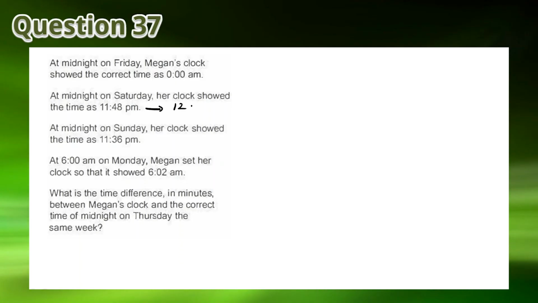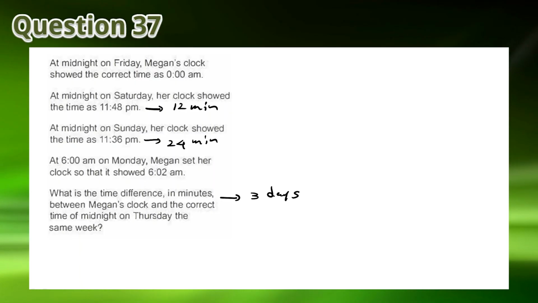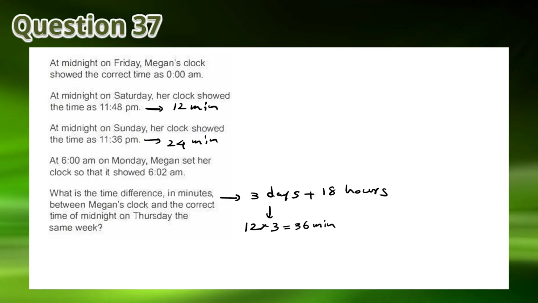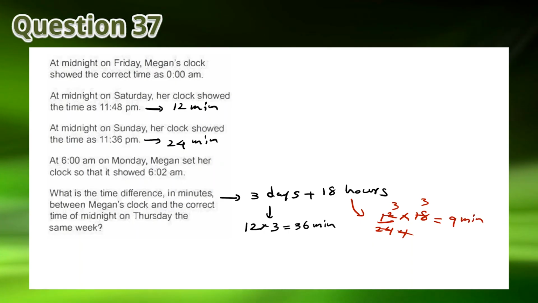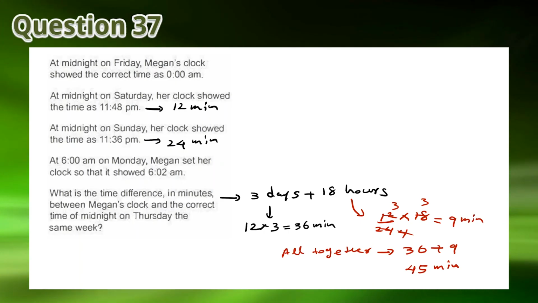The clock loses 12 minutes every 24 hours or every day. When it is Thursday midnight, 3 days and 18 hours will go by. Since the clock loses 12 minutes every day, it will lose 36 minutes in the 3 days. And in 18 hours, it will lose 9 minutes. So altogether, it will lose 36 plus 9, which is 45 minutes in total.